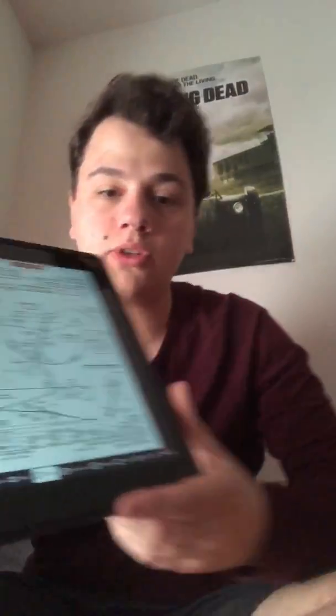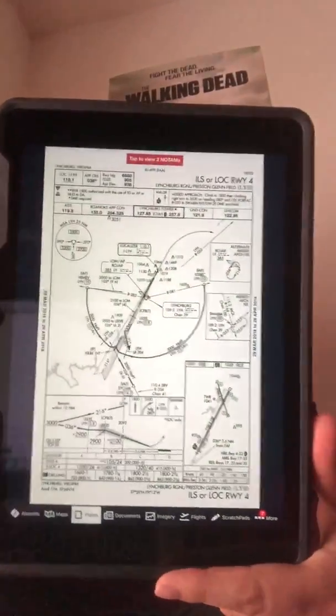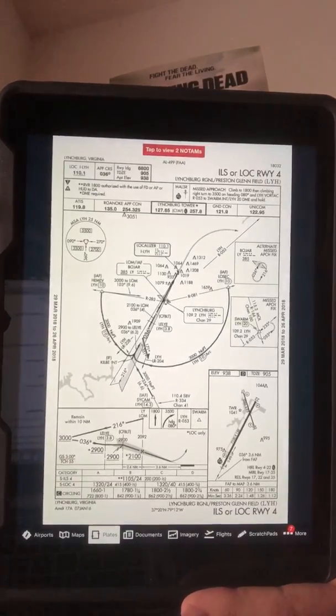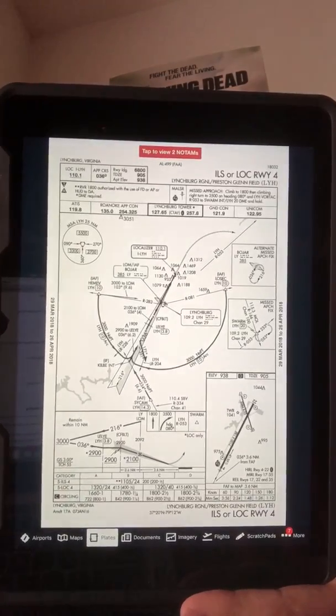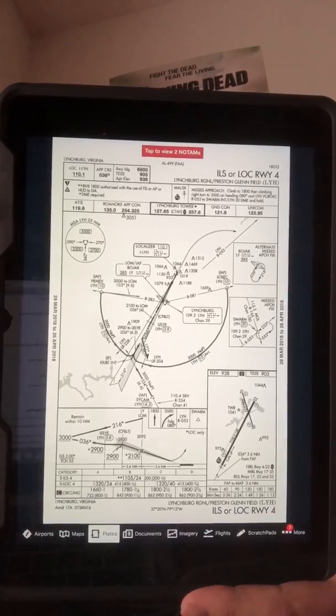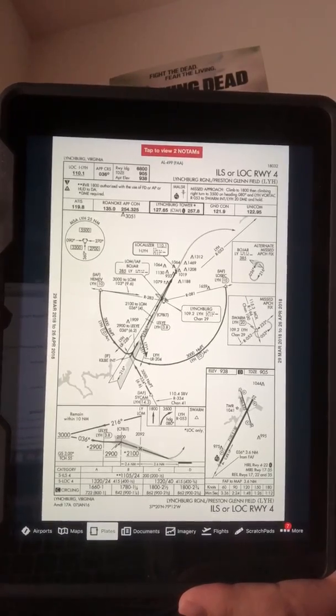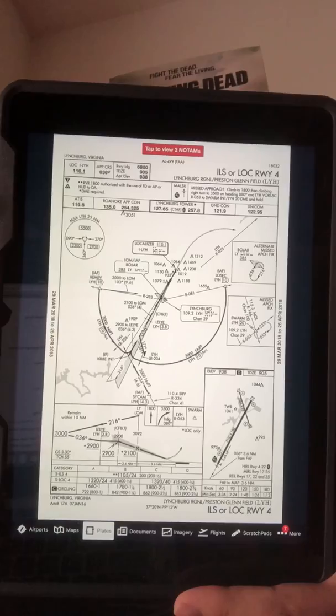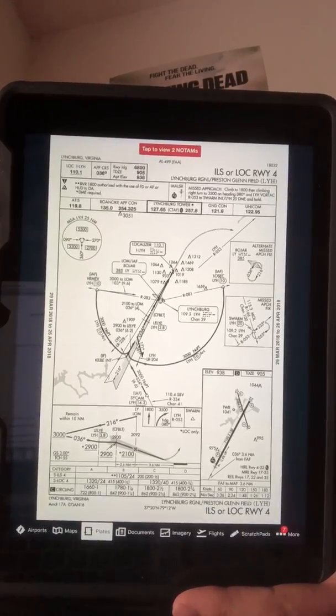So today I have the ILS localizer, or the localizer for runway 4 here at Lynchburg, Virginia. It's going to look like this. This is a standard plate that we would use to brief. It has a couple different types of approach depending on what type of systems and availability of your equipment in your aircraft. So today I'm going to do the ILS, which is considered a precision approach. I'm just going to start from top to bottom and go over it.